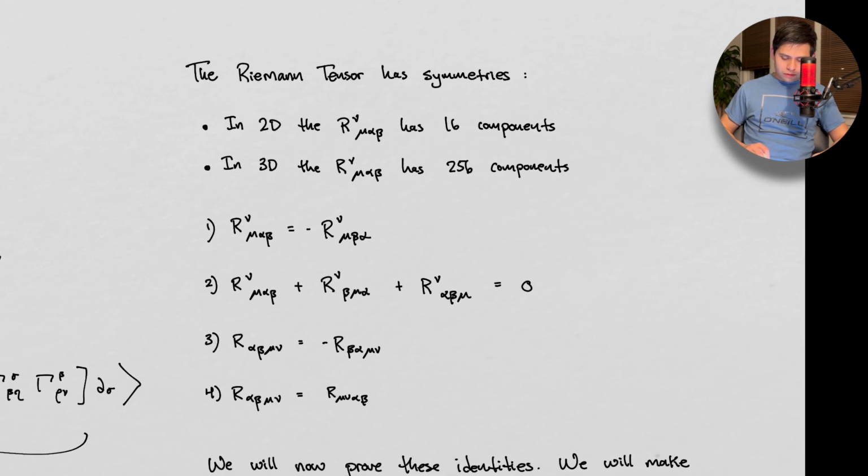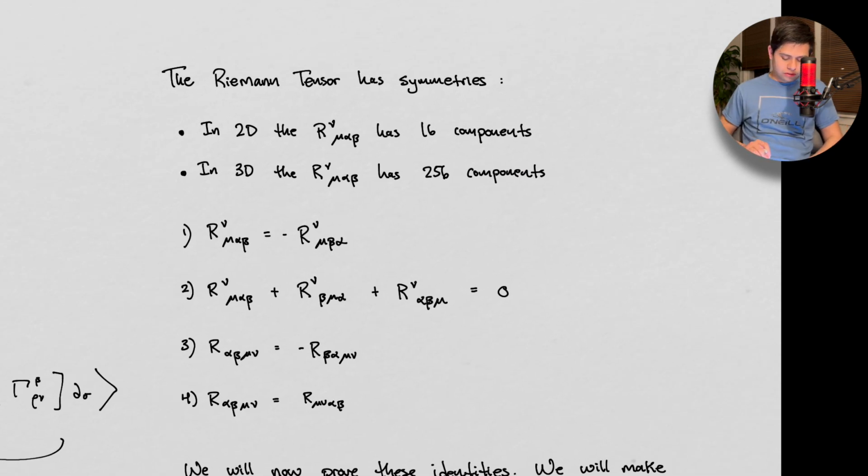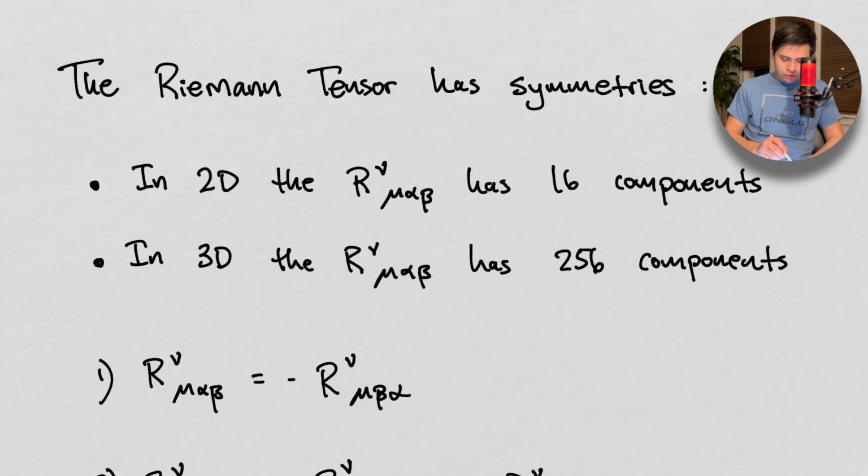Okay, so the Riemann tensor has symmetries. What does this mean? In 2D, the Riemann tensor has 16 components. 3D, the Riemann tensor has 256 components. The reason for this is because in 2D, this guy can run over 2 components. This guy can run over 2. This guy can run over 2, and this guy can run over 2. 2 times 2 times 2 times 2. Well, that's going to give us 16.